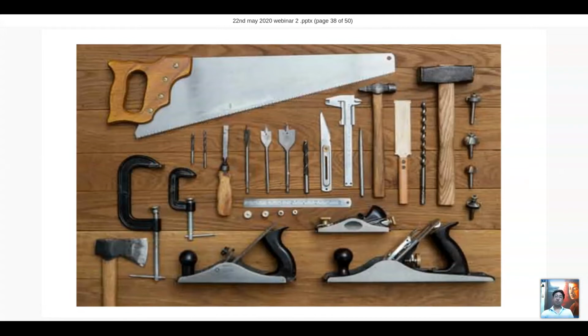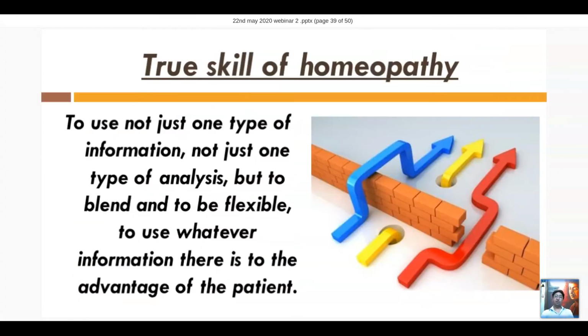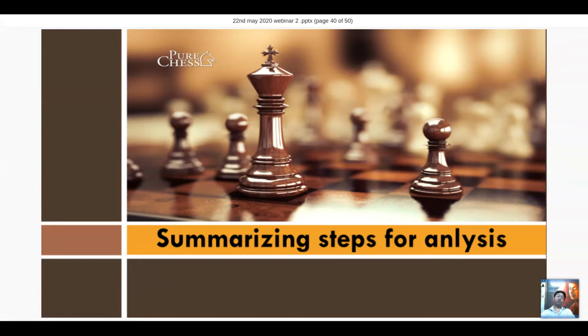So what we have discussed in the past is that we will be like a carpenter with all our tools, so that we can use them accordingly, right? And not just having a hammer, where everything seems like a nail. So for me, homeopathy is to use not just one type of information, or just one type of analysis, but to blend and to be flexible, to use whatever information is there for the advantage of the patient. This is very important. Now we summarize everything we discussed today.